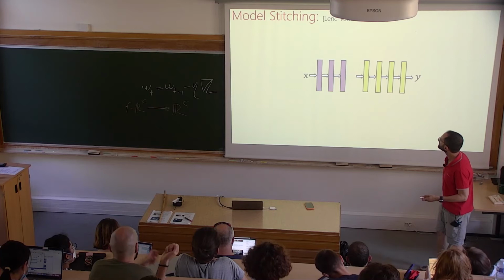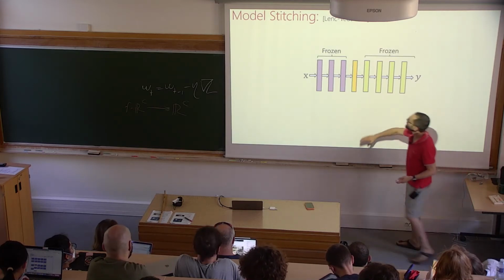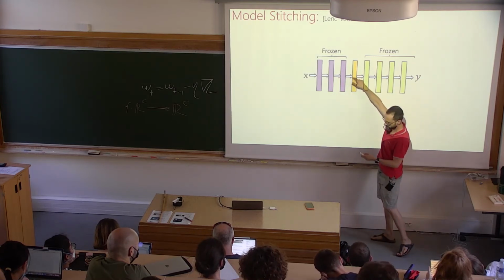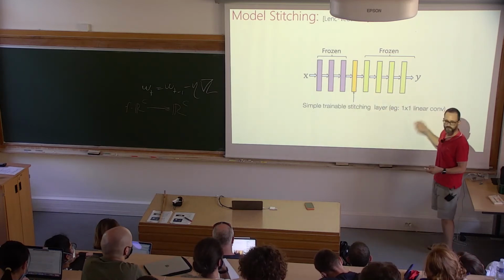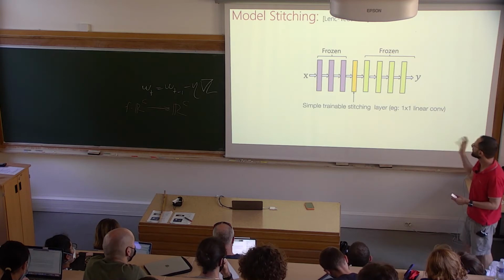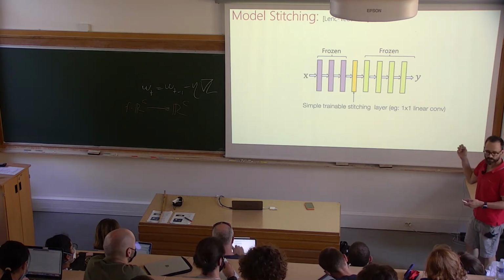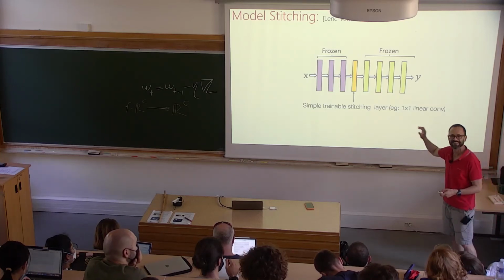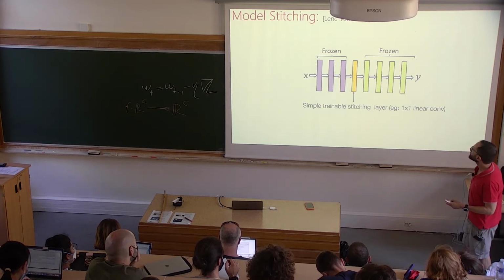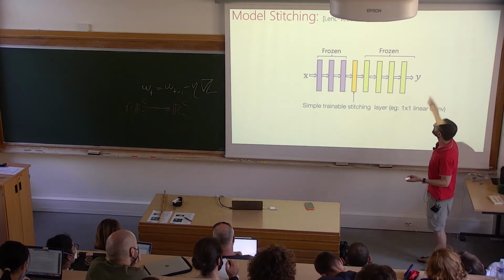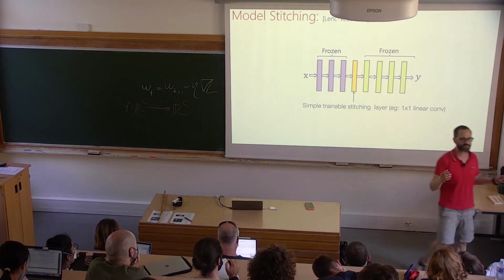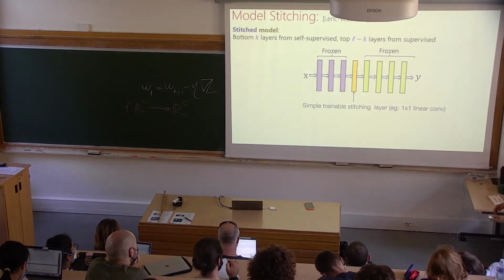So this is exactly what we do. We take the first k layers and the last d minus k layers, and we train a one-by-one convolution, basically a map from the channels to the channels, on top of it. This is a very low-capacity map, so the magic is not in this training, and we'll also show a sanity check with random networks to see that this training doesn't make any difference. So the philosophy is the following: if performance doesn't drop, no matter where you do this, then they learned similar representations. That's basically what we do.